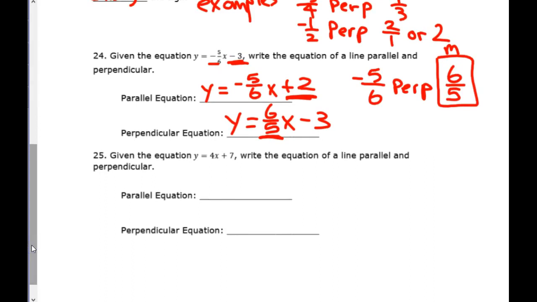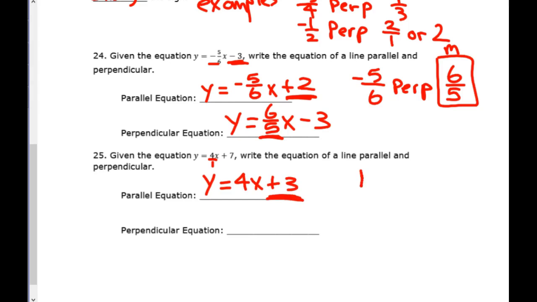Alright. Same thing here. Notice this slope is 4 over 1. You got to make it a fraction. Okay, so parallel equation. Y equals 4x, and then change plus 7 to anything else in the world. Don't matter.